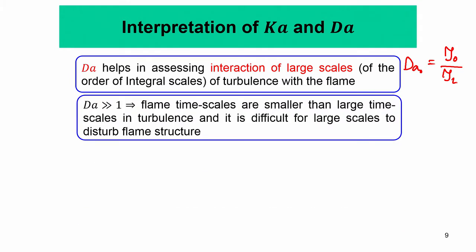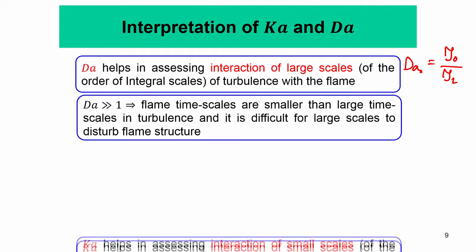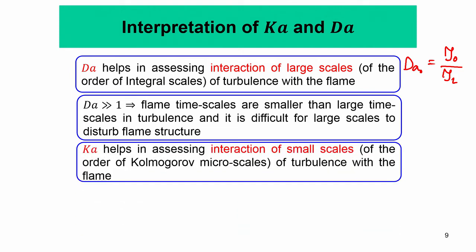Now, whereas the Damköhler number greater than 1 means that the flame time scales are smaller than the large time scale in turbulence, and it is difficult for large scales to disturb the flame structure. So, when the Damköhler number is much greater than 1, your flame structure essentially retains the same properties as that of a laminar flame. When the Damköhler number is less than 1, it means that eddies of the integral length scales can even disturb the flame structure.